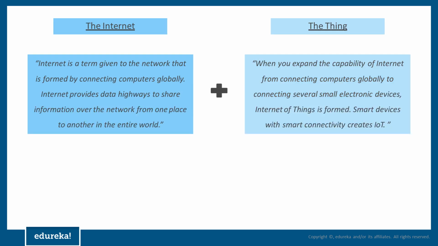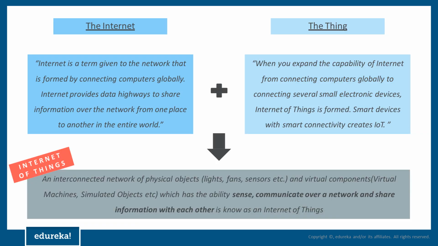So the internet plus the thing is what we call the interconnected network of physical objects and virtual components, which has the ability to sense, communicate over a network, and share information with each other, known as Internet of Things. Okay, this is a definition, but the intuitive way of looking at it is that there are sensors.